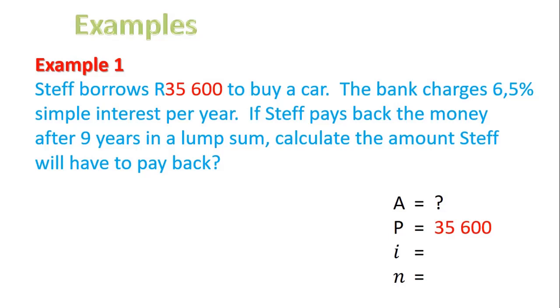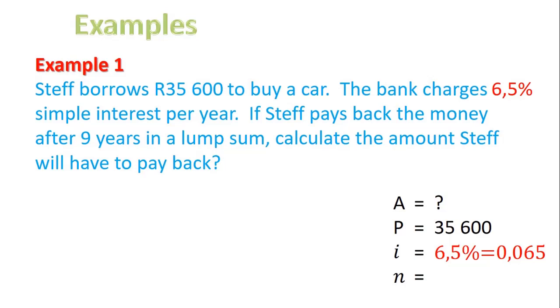The next thing we do is we've got to find our I, or our interest rate. Let's carry on reading. The bank charges 6.5% simple interest per year. Alright, so it's 6.5%, and we write that down. But remember, we have to change it to a decimal. So 6.5% is actually 0.065.